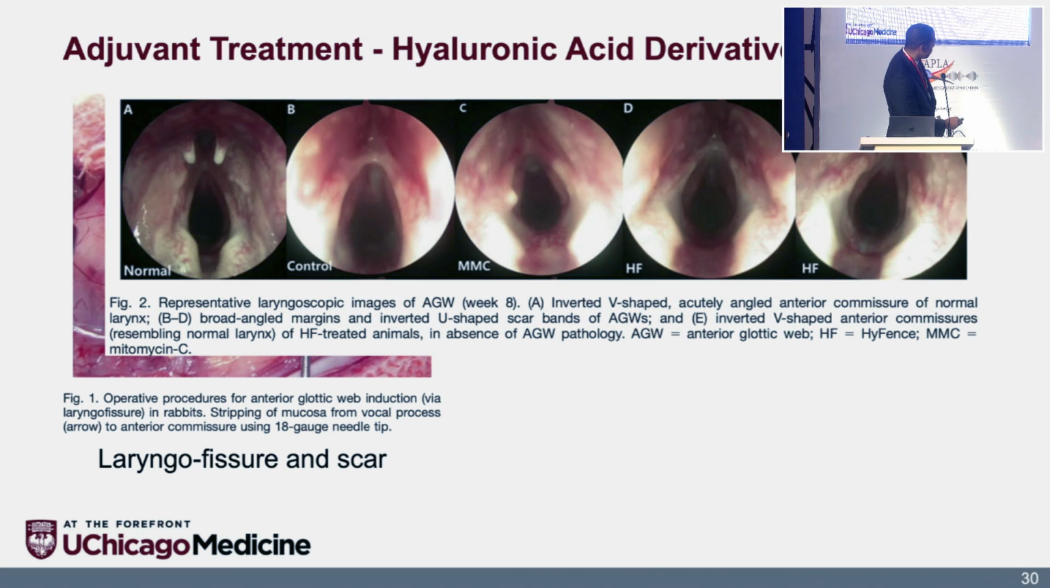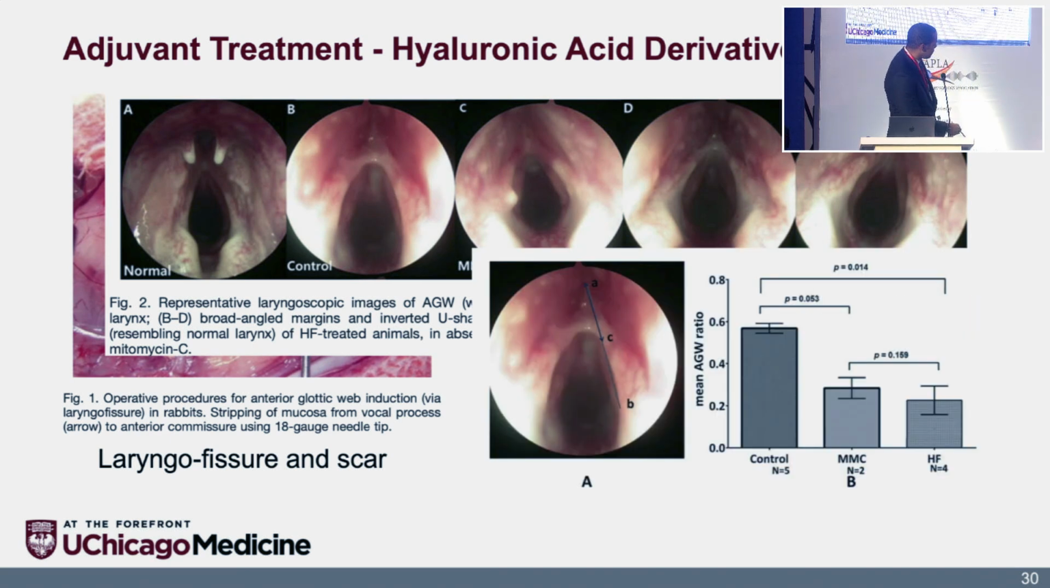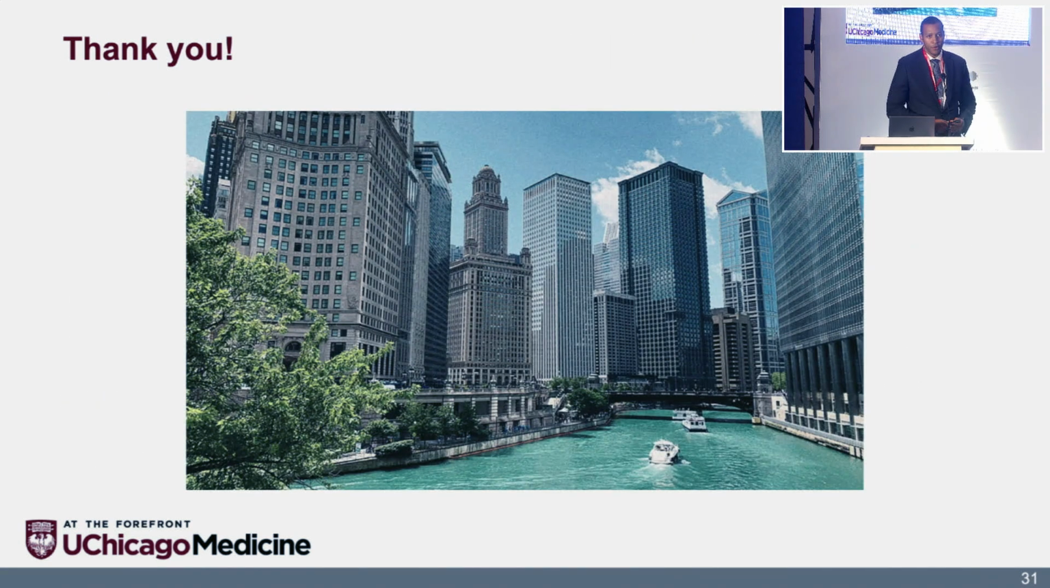And you can see there's a little bit more of an improved glottic angle there. And this was borne out in terms of the length of the web relative to the length of the cords. This is somewhat improved relative to control, but maybe equivalent to mitomycin C. So with that, that's all the time I have, and I thank you again for your attention.